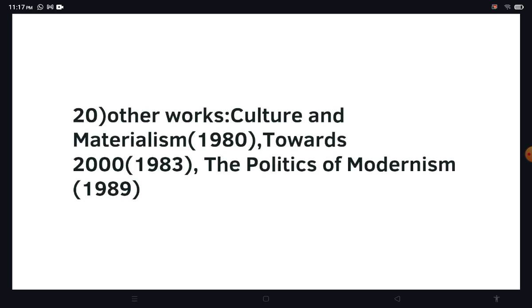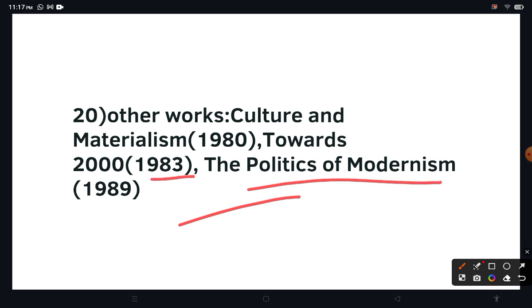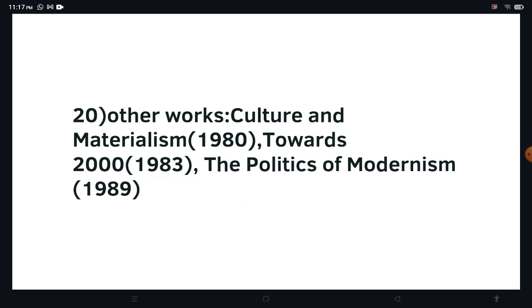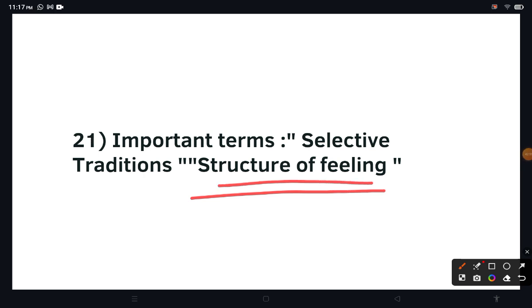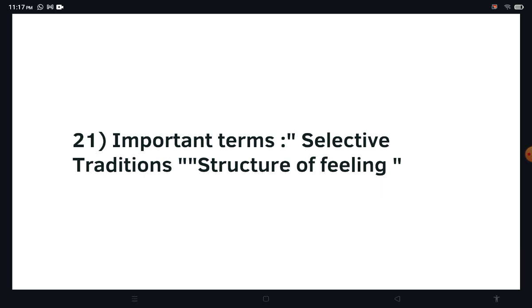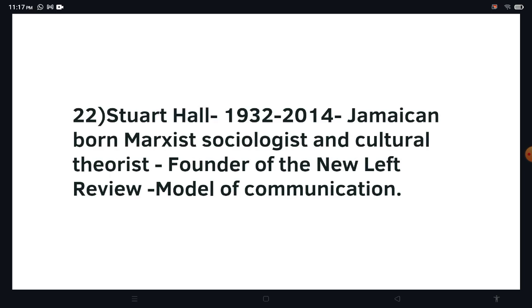Then other important works by Raymond Williams are Culture and Materialism, 1980, and Towards 2000, which was published in 1983. Then The Politics of Modernism, which was published in 1989. Then we come to other important terms by him, which are selective tradition and structure of feeling. This term is always asked. It was by Raymond Williams.